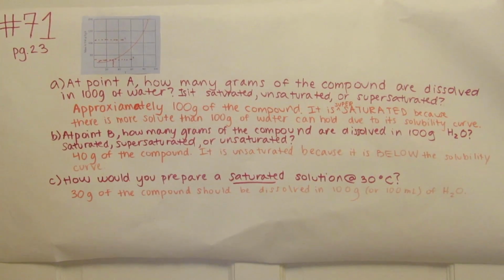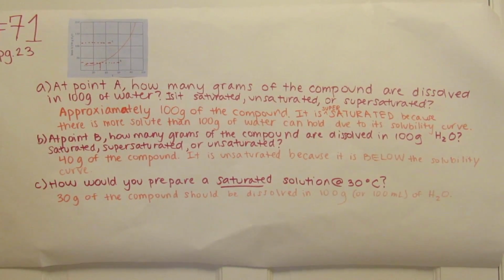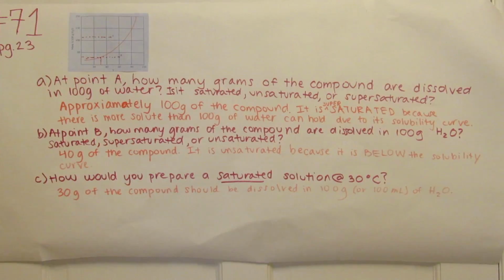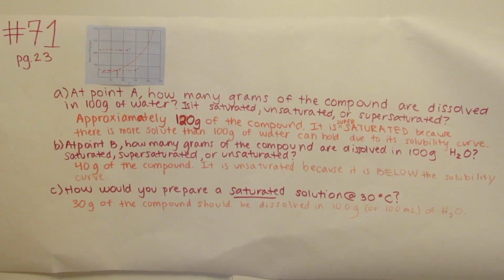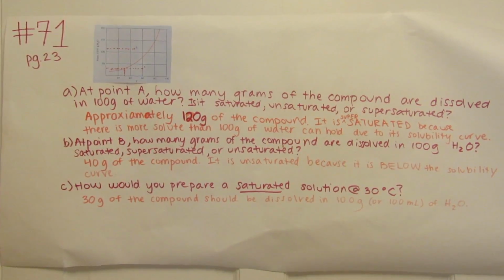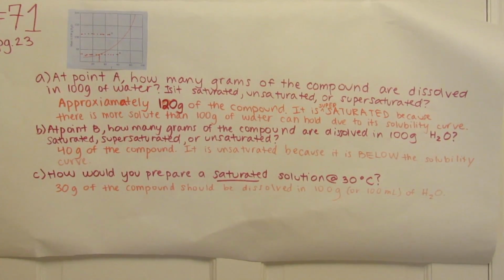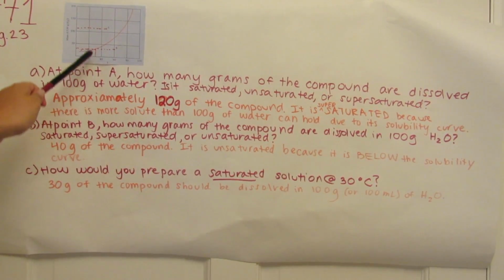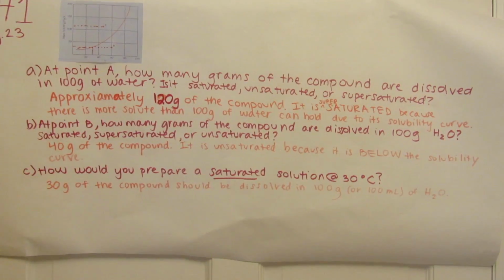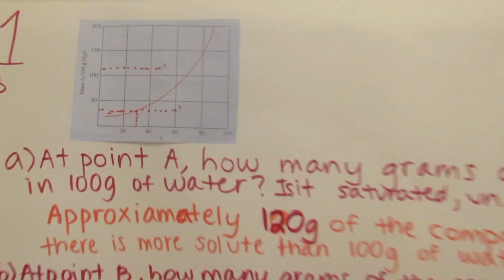So for A, at point A, which is right here, how many grams of the compound are dissolved in 100 grams of water? Is it saturated, unsaturated, or supersaturated? So for A, approximately 120 grams of the compound will be needed to dissolve in 100 grams of water in this situation. That means that it is supersaturated because the point is above the curve. That means there's more solute than 100 grams of water can hold.